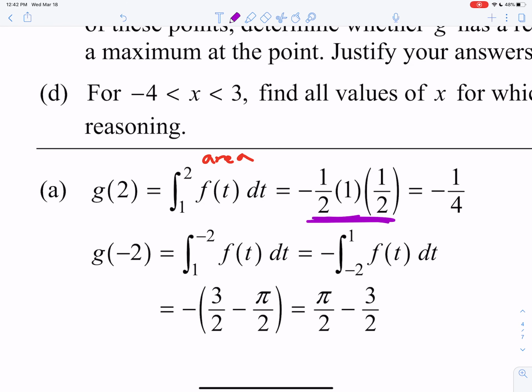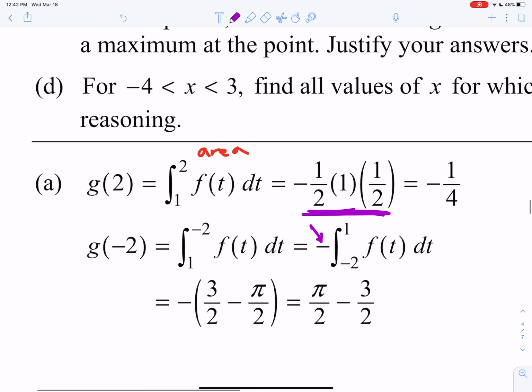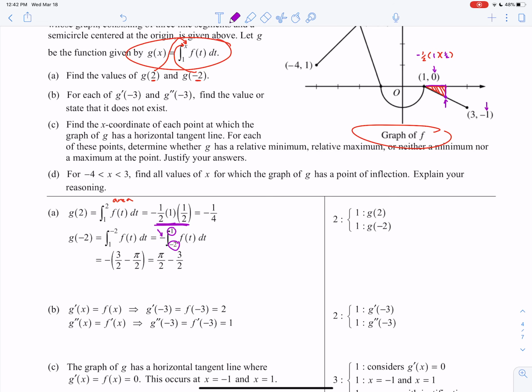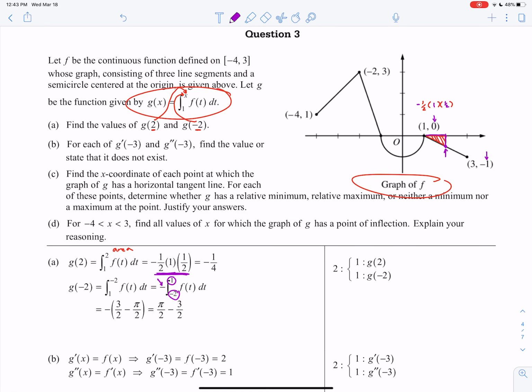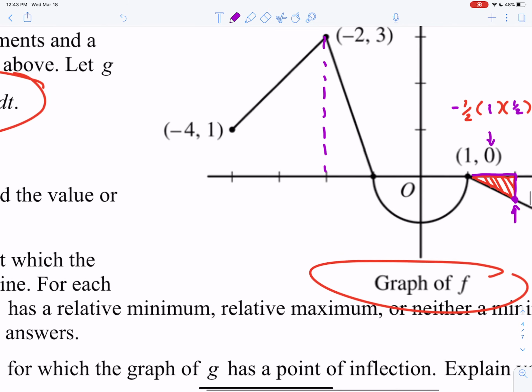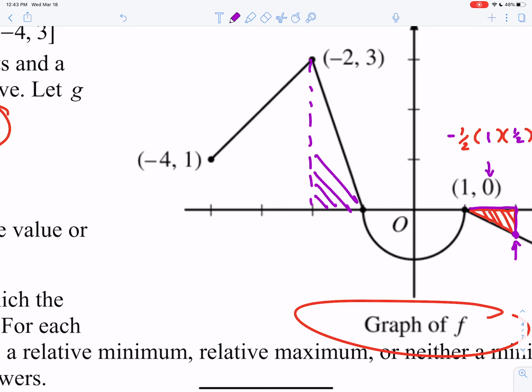Now, for g of negative 2, notice how the bounds are a little bit backwards. So you could actually flip it around so that you reverse the two bounds there, okay? I would encourage you guys to do that. It's really difficult reading from right to left. So here we go. So from negative 2 all the way to 1, I'm going to shade it in here in purple. So from negative 2 all the way to 1, I get everything in purple right there.